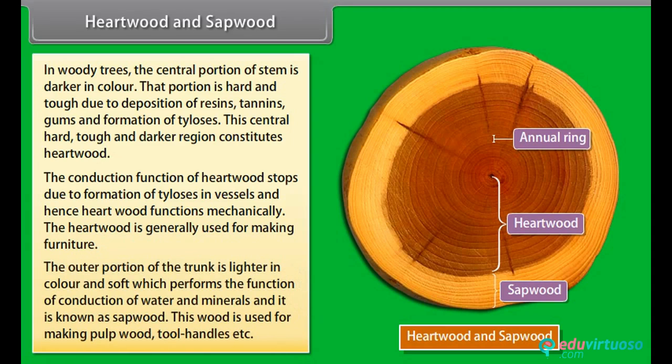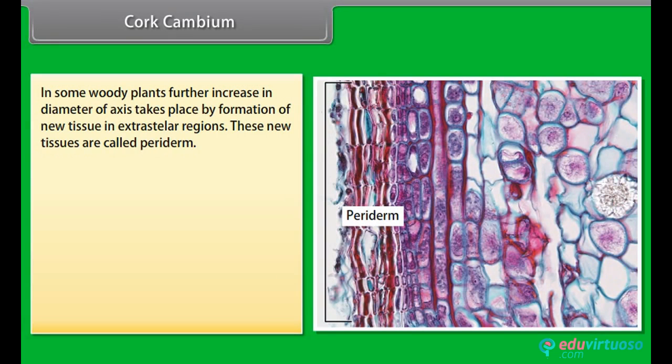The outer portion of the trunk is lighter in color and soft, which performs the function of conduction of water and minerals, and it is known as sapwood. This wood is used for making pulpwood, tool handles, etc. Cork cambium. In some woody plants, further increase in diameter of axis takes place by formation of new tissue in extrastellar regions. These new tissues are called periderm. Periderm is made up of three tissues.